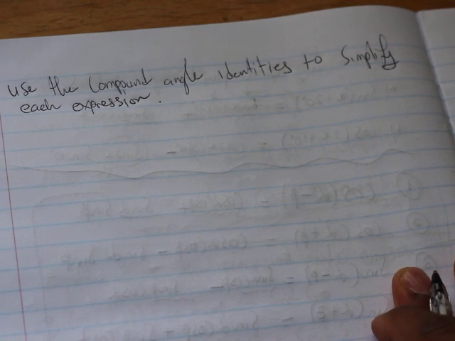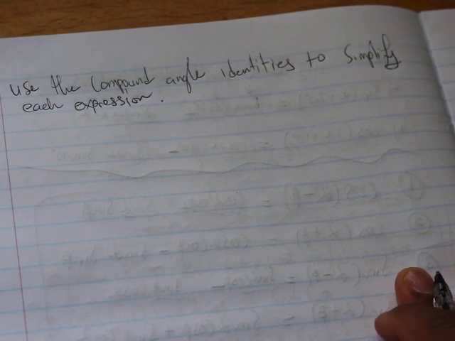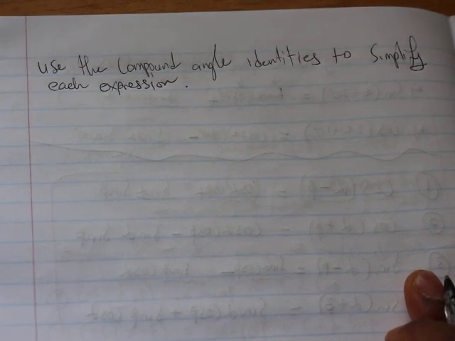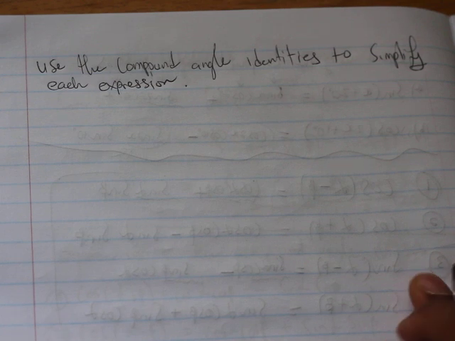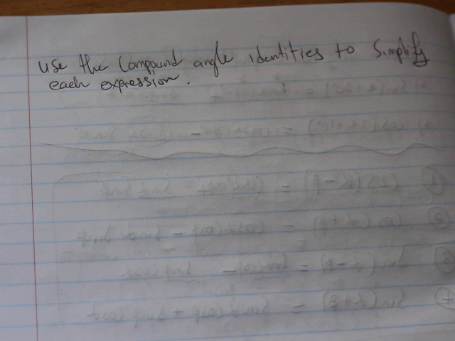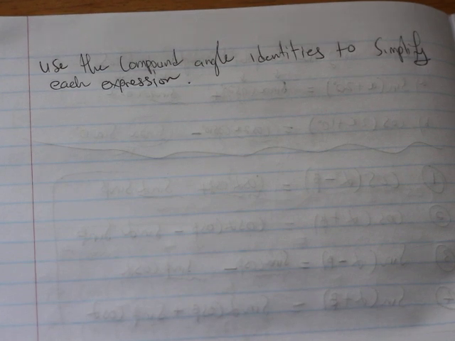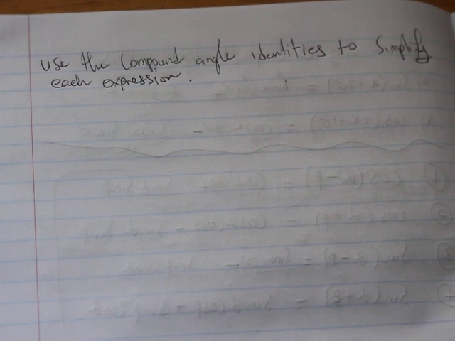It seems like I'm running out of battery, so let's just close it off right here. Next time when we meet, we're going to focus on this one: using compound angle identities to simplify expressions. So that is fine. Until next time, let's go.